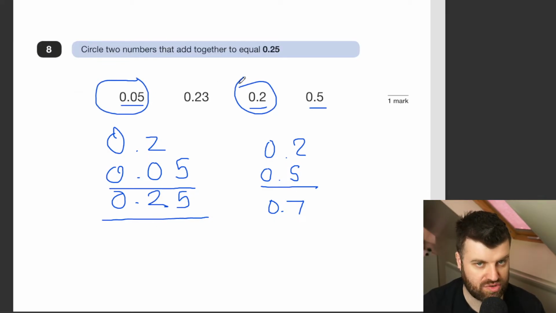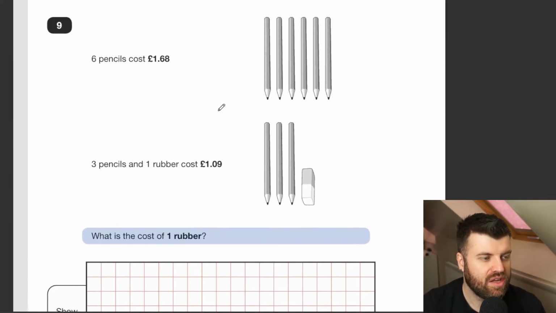Very easy to fall into a trap there. Even 0.2 plus 0.3, you might think, well, that's 0.5. That's not how it would work. It would be 0.43.